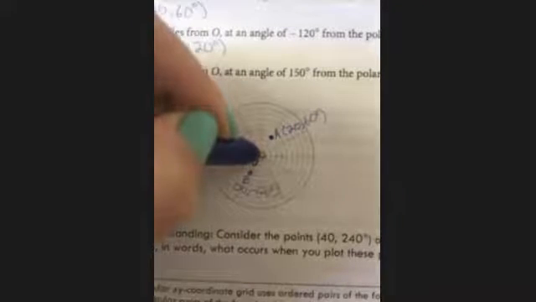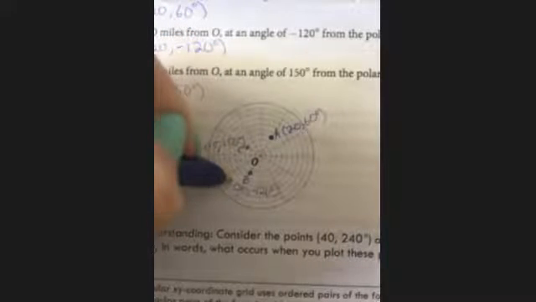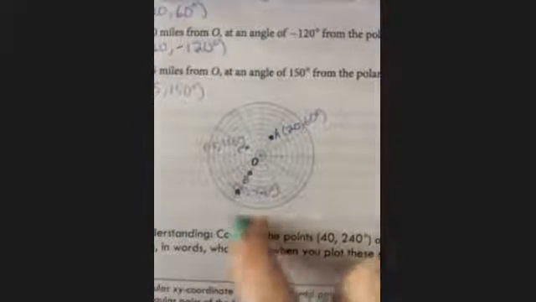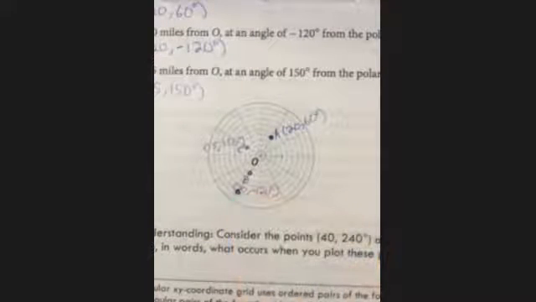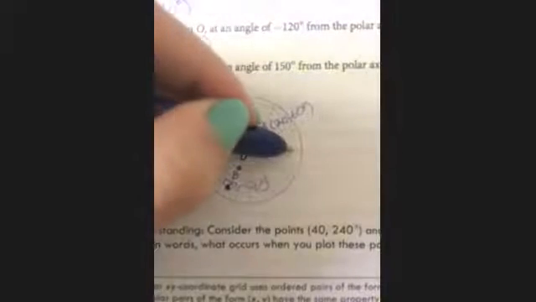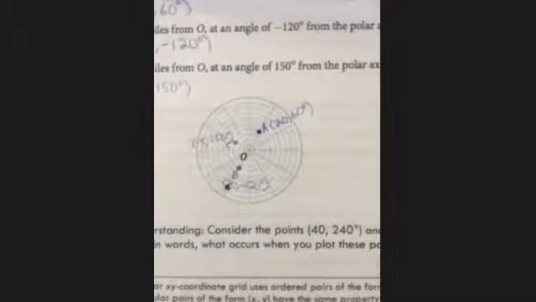So first I'm going to plot 40, comma, 240. So 5, 10, 15, 20, 25, 30, 35, 40. And I'm going to go to 240. So that's going to take me all the way to 180. Then 210, 240. So I'm right here. So that's 40, 240. Then the other point is 40, negative 120. So similarly, I'd start at 40, and I go down 30, 60, 90, 120. Looks like it's the same point.